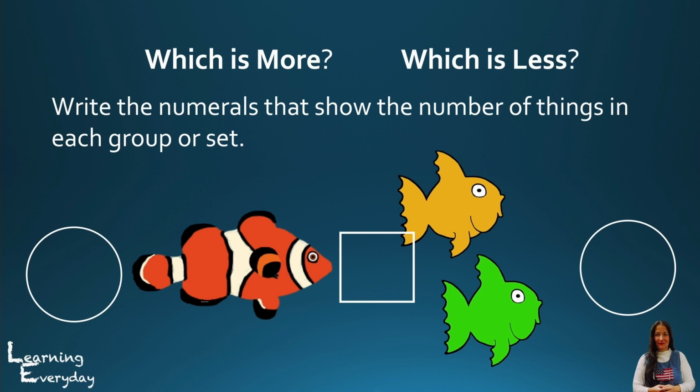Which is more, which is less? Write the numerals that show the number of things in each group or set. How many fish on the left? 1. How many fish on the right? 2. 1 is less than 2.